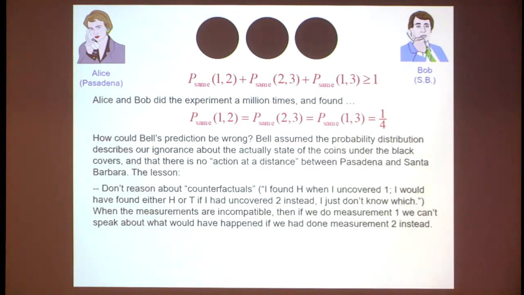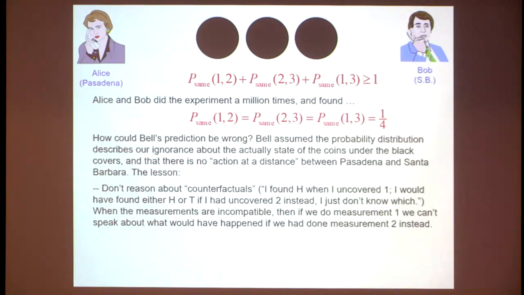So what are we learning from the failure of Bell's inequality? Well, one way of saying it is this. We shouldn't talk in the quantum world about counterfactuals, about things that we might have done but didn't actually do. In this case, our reasoning was based on the idea that after Bob uncovers coin number 2, if Alice had made the measurement on coin number 2, if she had uncovered that one, we know what she would have found, but she didn't. She uncovered coin number 1 instead. And so what we're learning is that a measurement that you don't do doesn't have an outcome. It isn't right to say that the uncovering of coin number 2, which she did not do, would have had a particular outcome when she uncovered coin 1 instead.